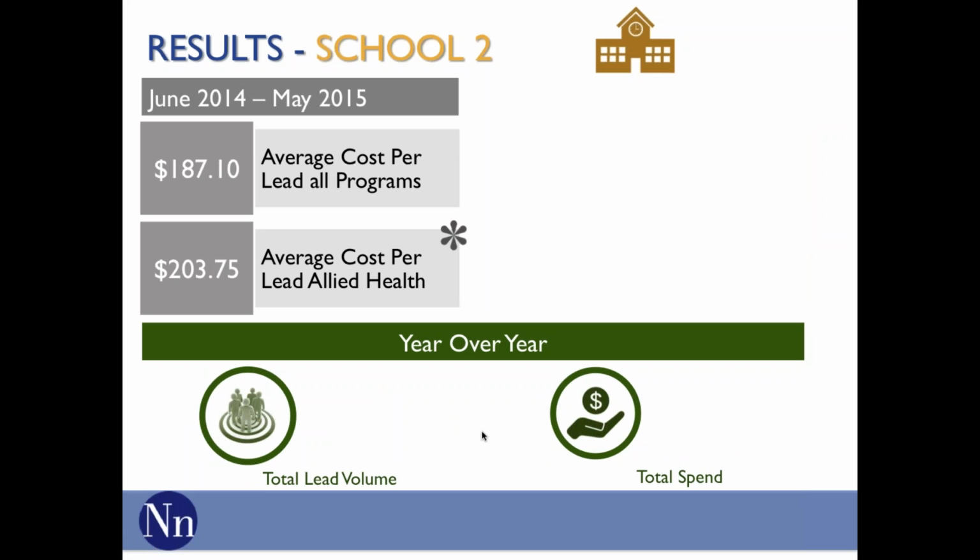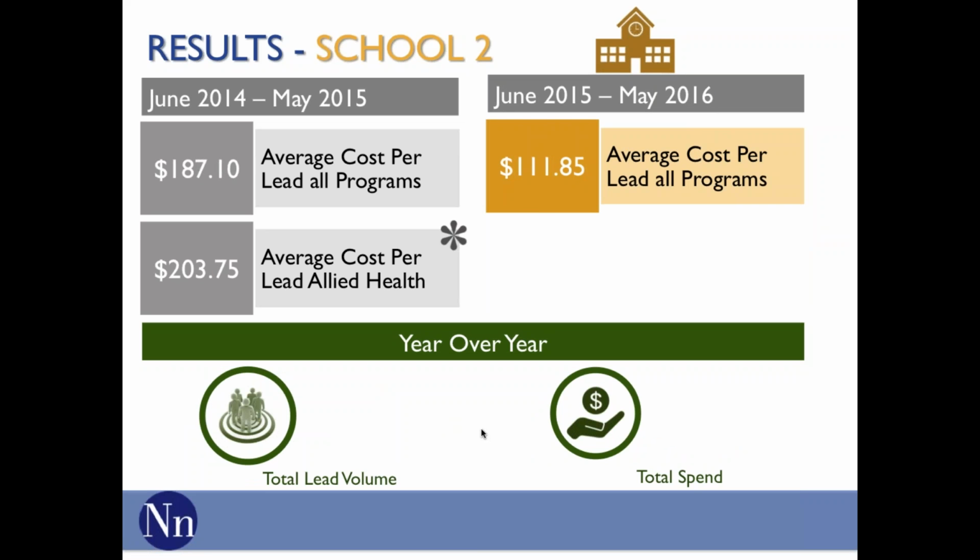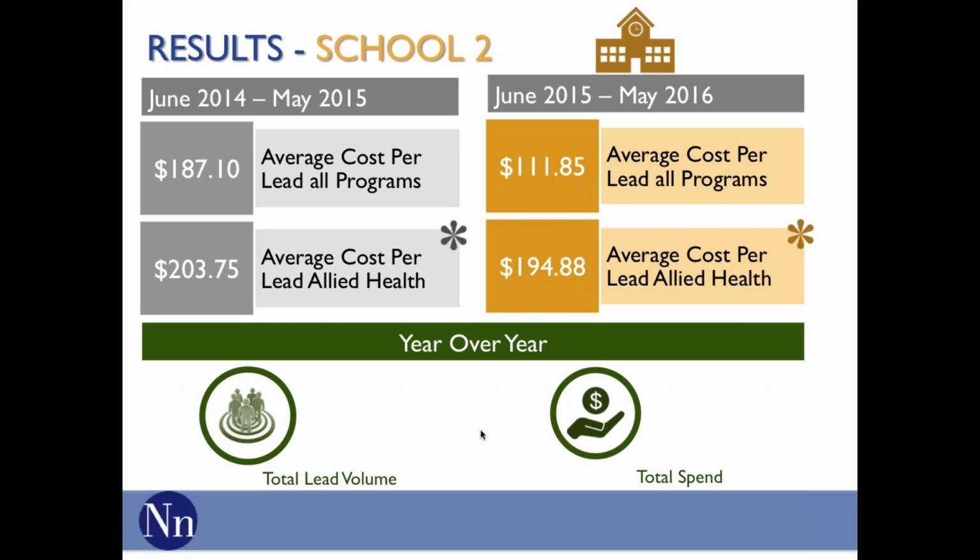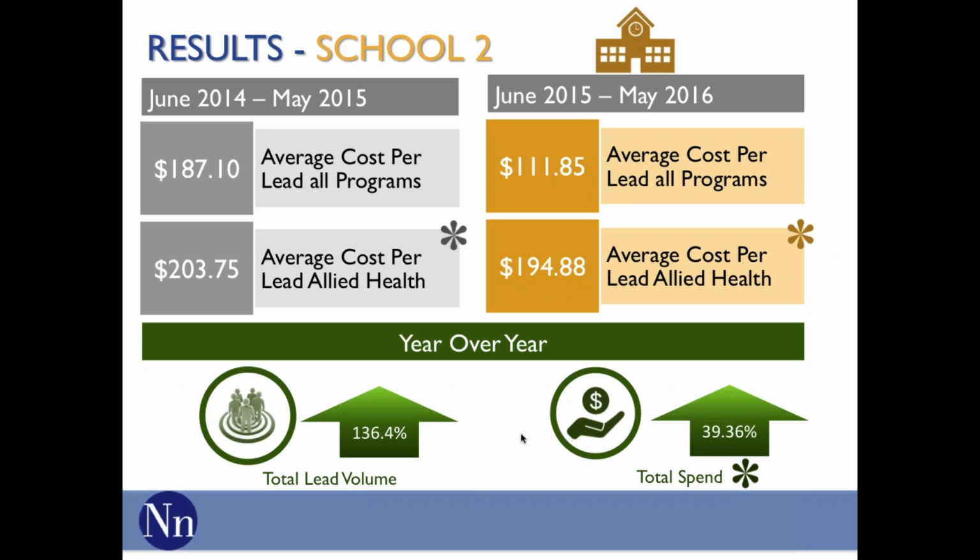All right, so here's another school looking at a period of really last year to this year, comparing their average cost for all programs. Brought that one down by $70 and some change. And then when you look at the specific allied health, not as much variance there, but still a very nice decrease. But while we were doing that, look at the total lead volume. We were able to bring that up by 136%. And this particular client said, "Hey, if you can give me more of these high converting leads," we typically see AdWords leads converting to enrolls at 10 to 13%, depending on the area, depending on the skills of the admissions team and how things come in and how they're handled. So to increase your spend by 39% and to have a 136% increase in volume is absolutely commendable.